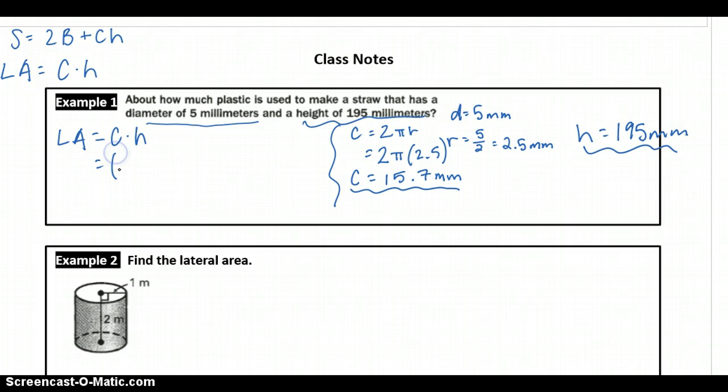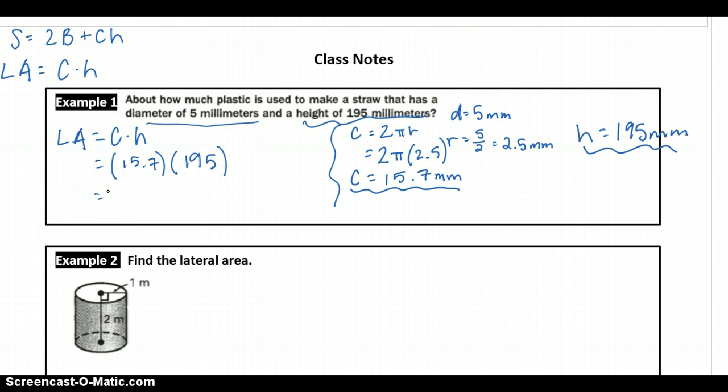Wait, how'd you get 195? If you read the problem, it says we have a diameter of 5 millimeters and a right height of 195. Yep. So you don't have to calculate the height. Okay, so for C, I'm going to plug in 15.7, and for H, I'm going to use 195, what was given.